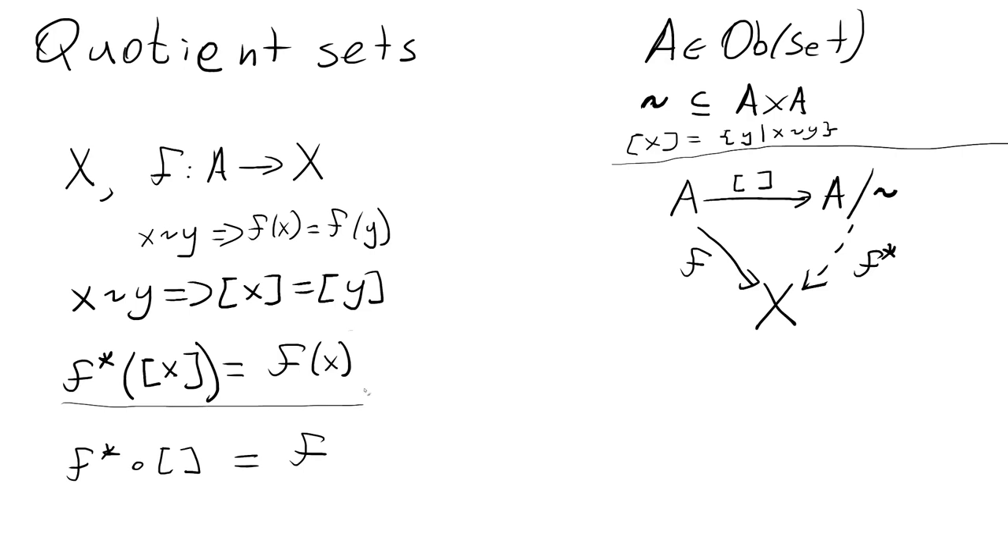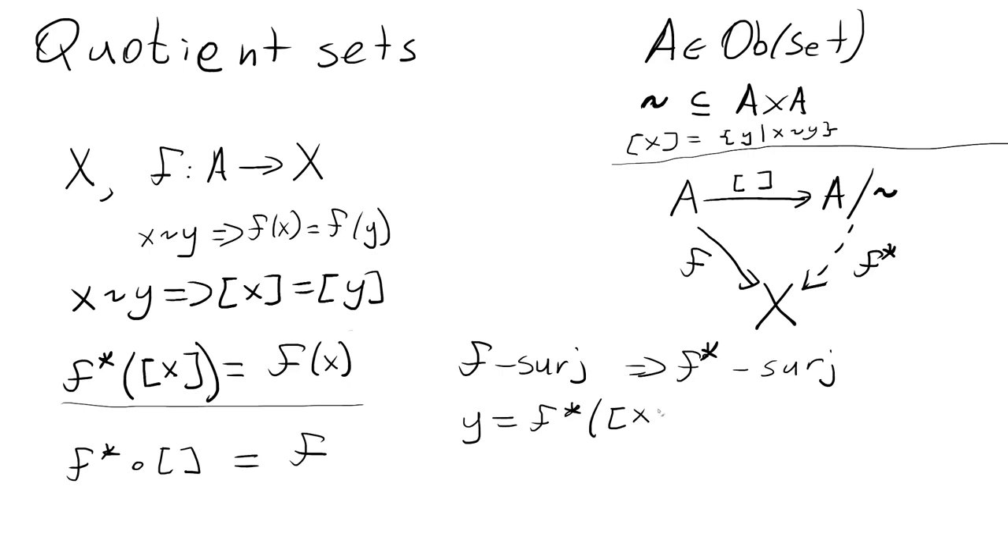Another property that it satisfies is that if f is surjective, then f star is surjective. Why? Well, suppose we have some y. Then there exists an element, the equivalence class of x, such that f star will map the equivalence class of x to y, where x is whatever maps to y by f.